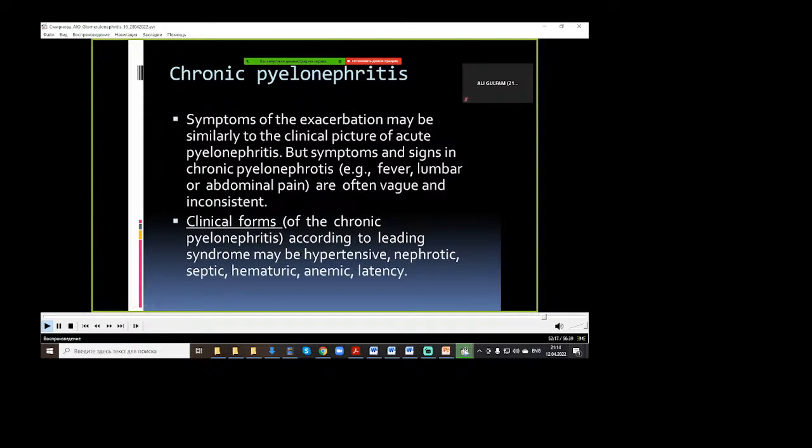Chronic pyelonephritis. Symptoms of exacerbation may be similar to the clinical picture of acute pyelonephritis, but symptoms and signs in chronic pyelonephritis are often vague and inconsistent. There are several forms of chronic pyelonephritis according to the leading syndrome. It may be hypertensive, nephrotic, septic, hematuric, anemic, and latent.